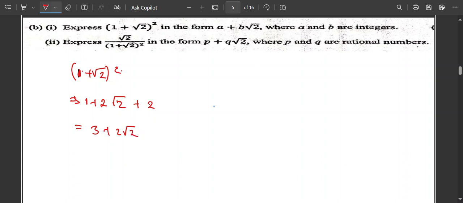Okay. So you have seen this is in the form. So we are done. This is how we are supposed to do. In case you are confused here, we say 1 plus root 2, right? Again, 1 plus root 2. Okay, they are squared. This time that is 1. This time that is plus.